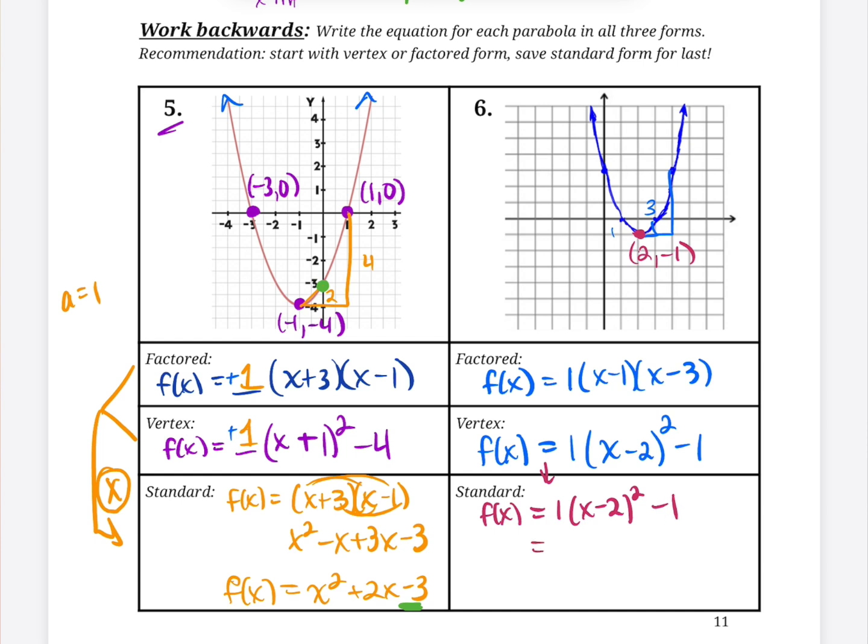Most common mistake is that people forget that this squared means that there's 2 x minus 2 factors. So I just wanted to remind you that that's a thing. So we're going to get x squared minus 4x plus 4 minus 1. So we should get x squared minus 4x plus 3. And notice now we have a positive 3, and that matches up. It's just good to check to make sure that all the math works out, because it should. Everything should fit together really nicely, like the final pieces of a puzzle coming into place.